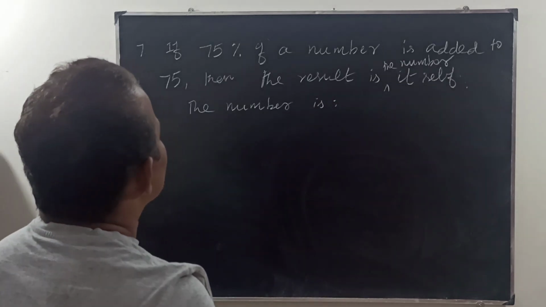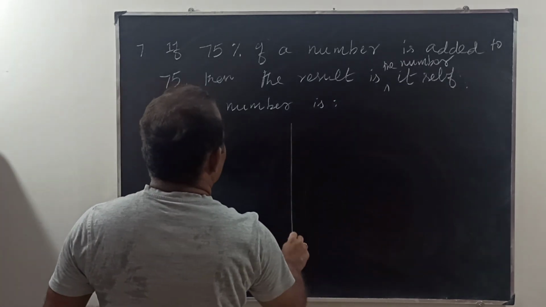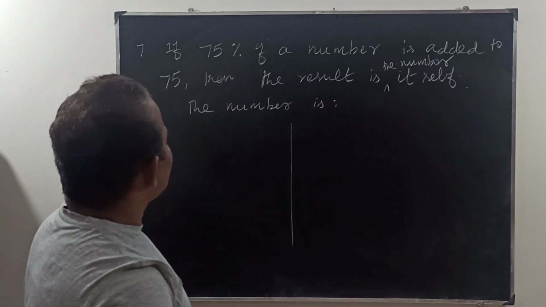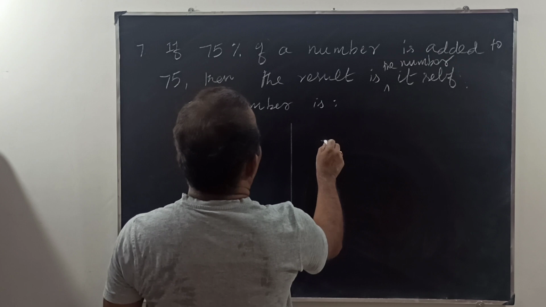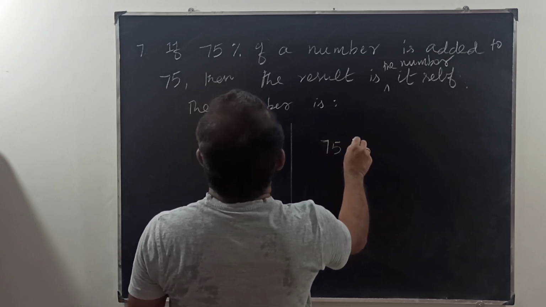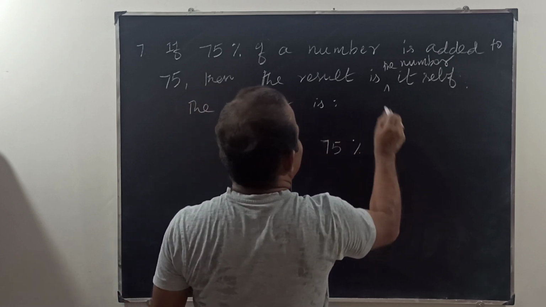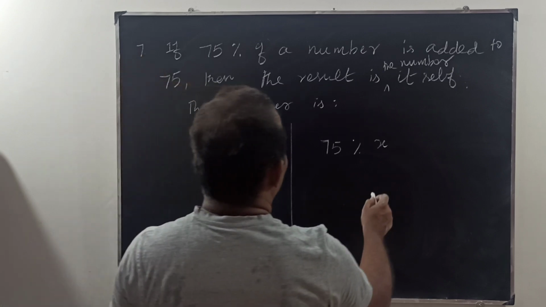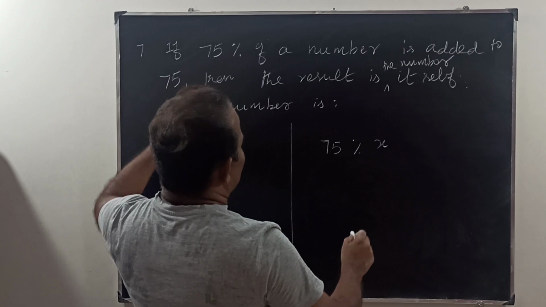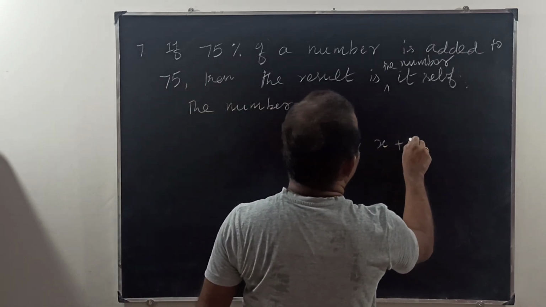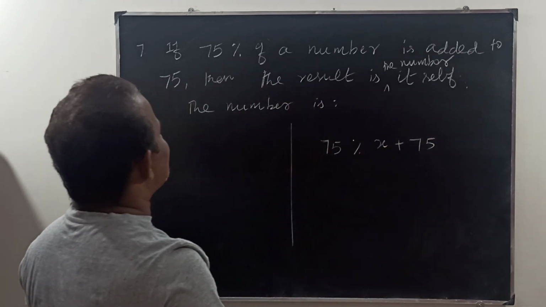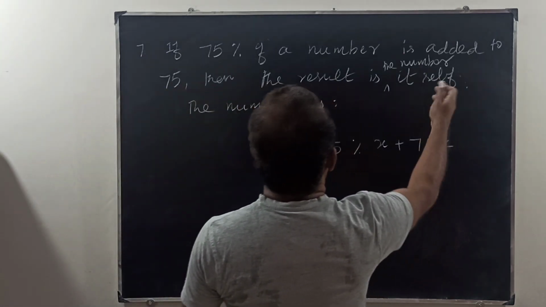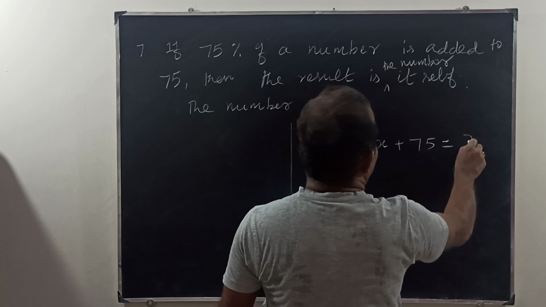Okay. So we can do it by a formula. What is the formula? 75% of a number x is added to 75. Then the result is the number itself. What is that number? That number is x.